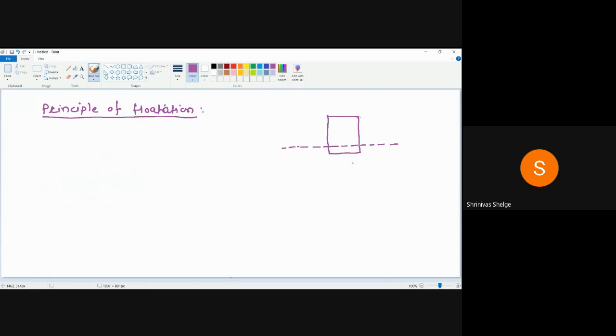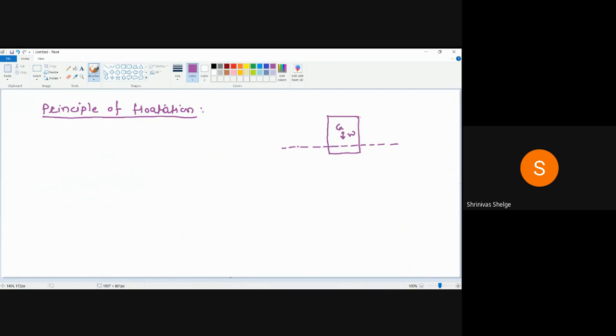Suppose this is a very slow process. Initially this portion gets immersed and slowly it keeps moving in the downward direction. Suppose I have stopped at this position. Correct, I have held this body. This much portion gets immersed and I hold this body. Somewhere here you will find the CG, and the weight of the body is acting in the downward direction at this point. This is the CG.